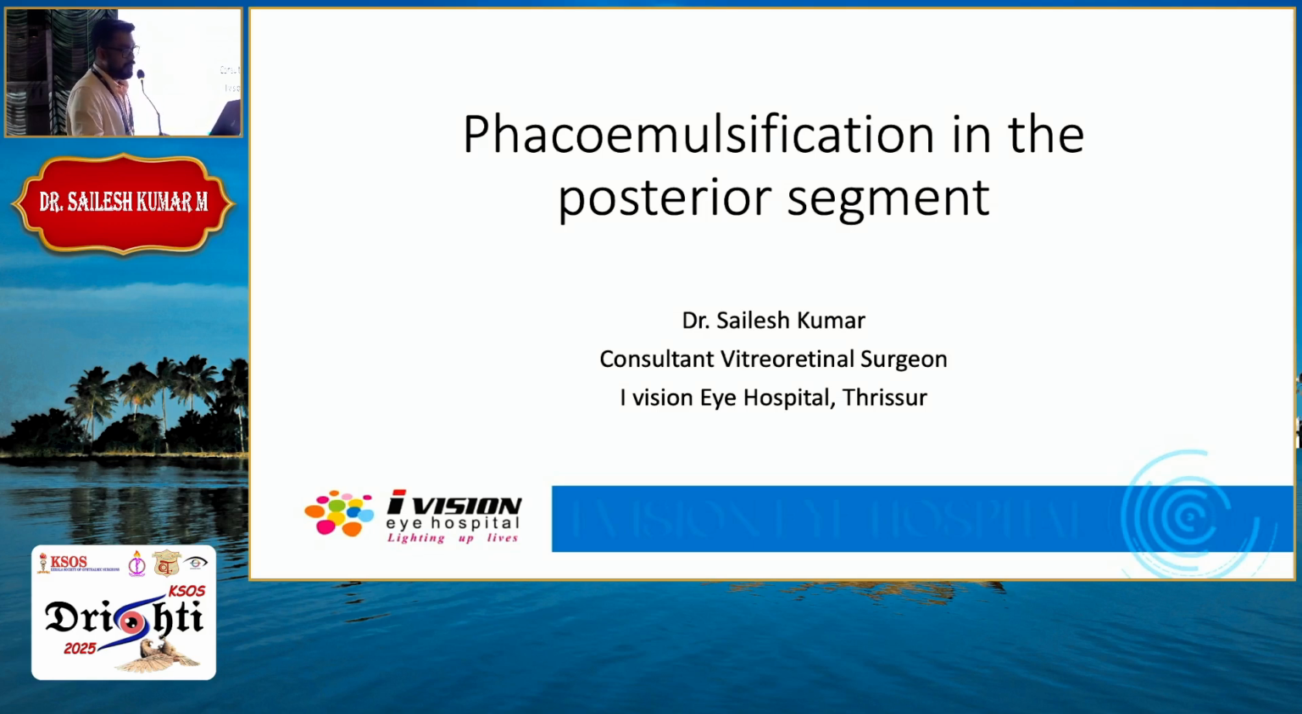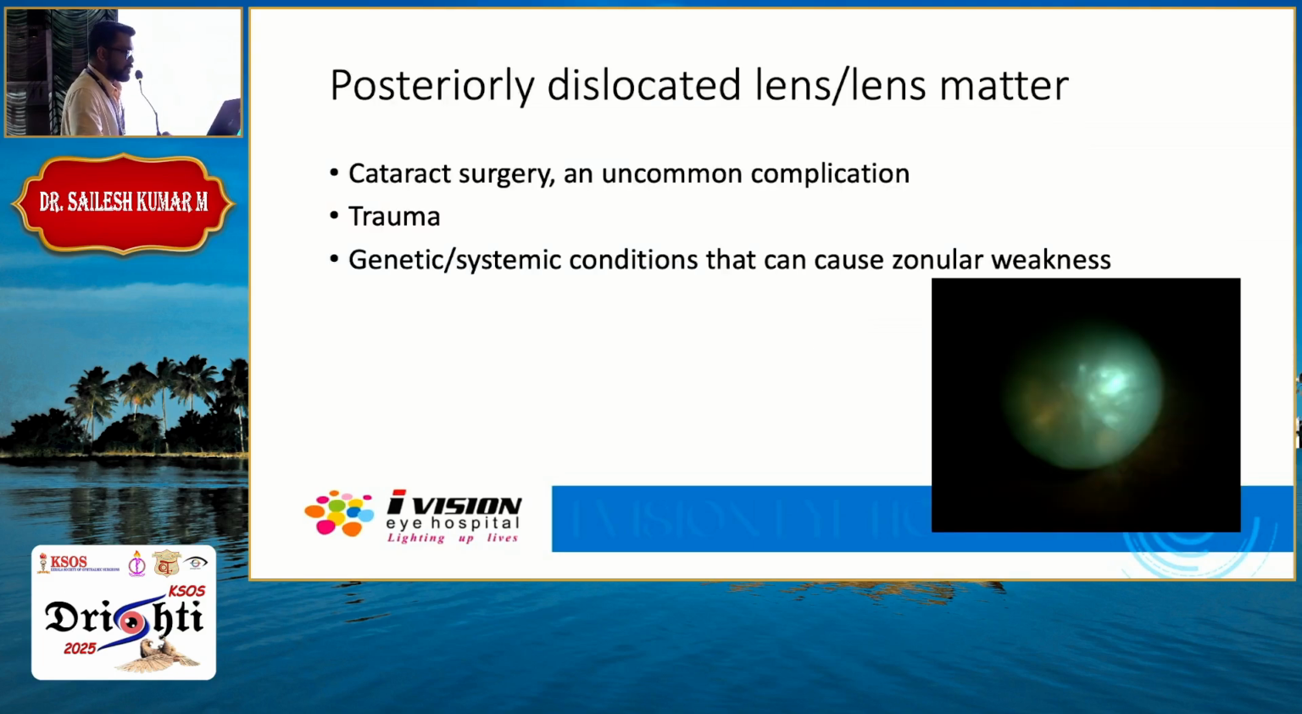So phaco in the posterior segment, or rather phacofragmentation, would be required when the lens falls posteriorly into the vitreous. So, posteriorly dislocated lens or lens matter can occur following a cataract surgery, though it's an uncommon complication. Every cataract surgeon would have at least one case of posteriorly dislocated lens or lens matter. If not managed promptly, that can lead to other severe complications that can threaten vision.